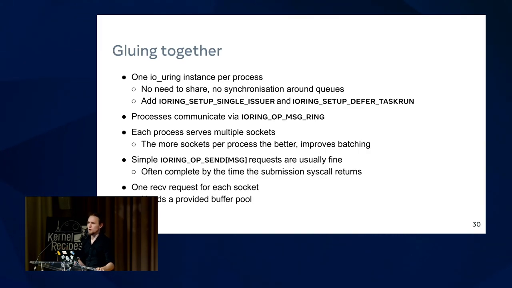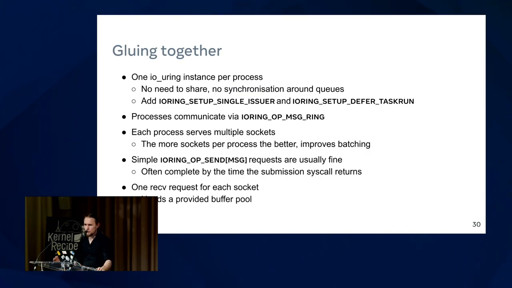There are also a good bunch of optimizations put into the single thread model. And the setup default task run, which I mentioned before, also depends on you using another flag called single issuer, which basically forces the io_uring to work only with one thread. If you need to communicate between the tasks, you can send communication requests via another type of request called message ring, which allows you to efficiently pass data between io_uring instances.